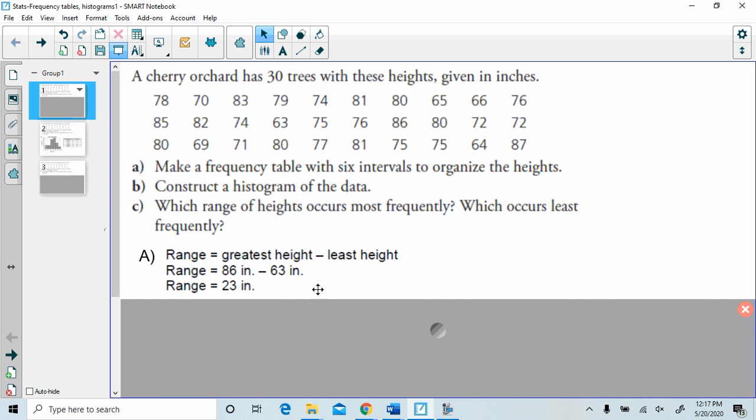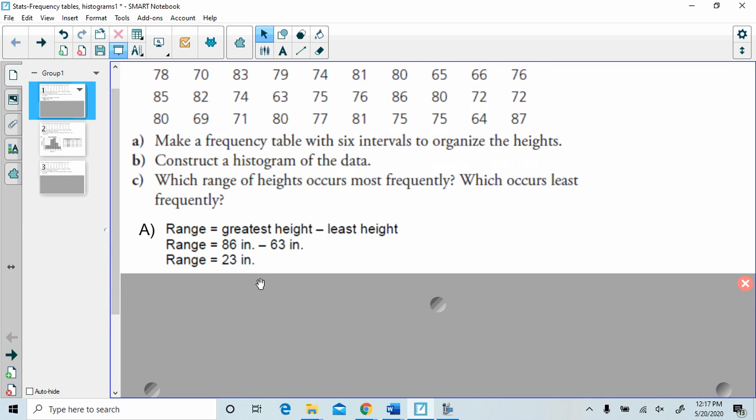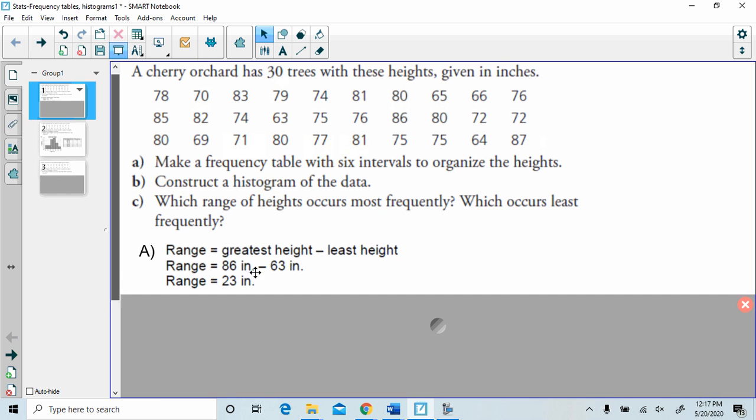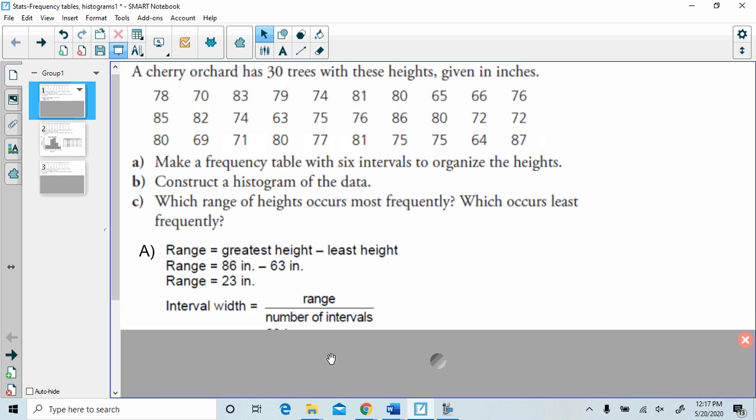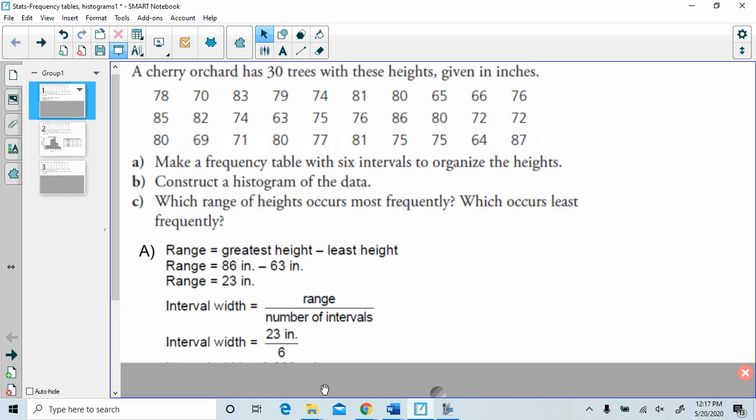First, we have the greatest height minus the least height, which is 86 minus 63. So we have a range of 23 inches. We would have found 86 and 63 by just sifting through these numbers and then subtracting them. Then from there, let's move forward and get the interval width. We're looking at the range of 23 divided by 6, because we want 6 intervals.